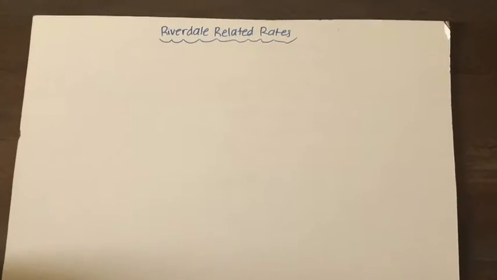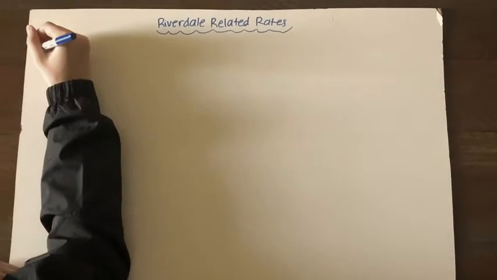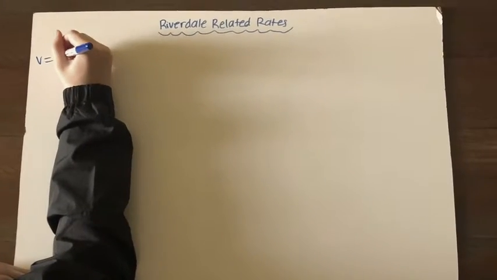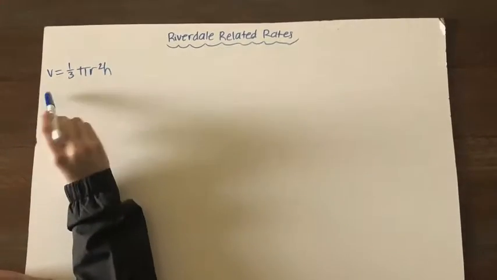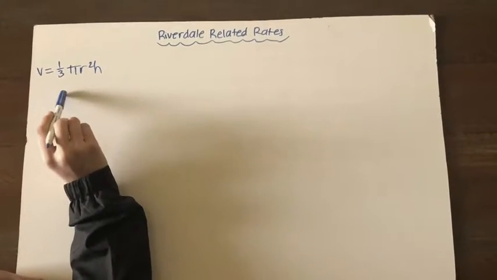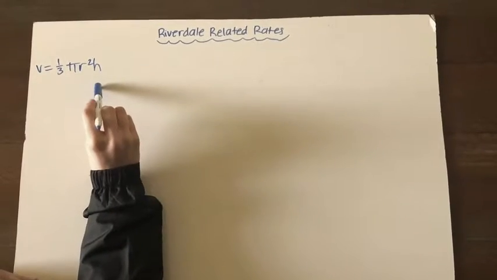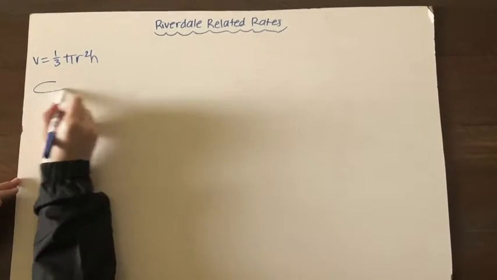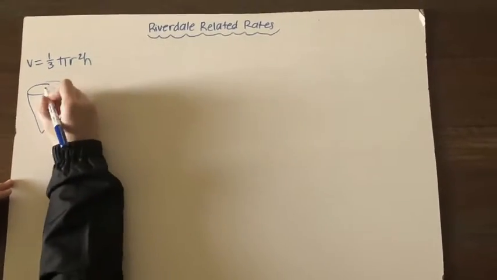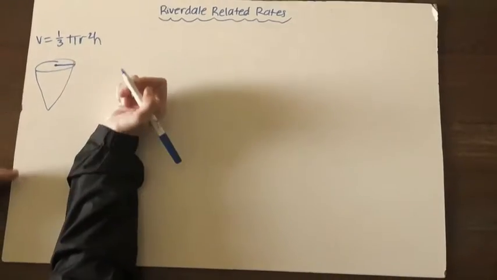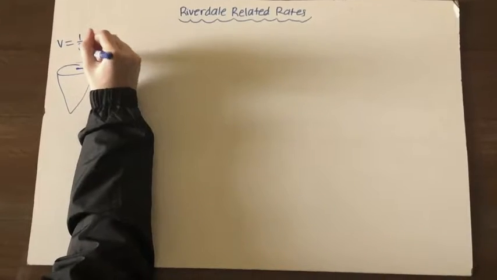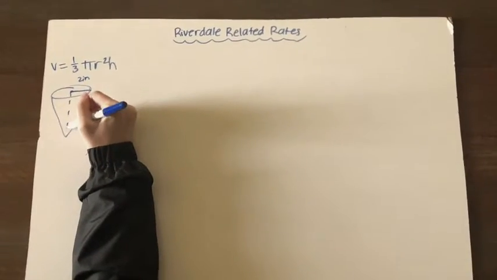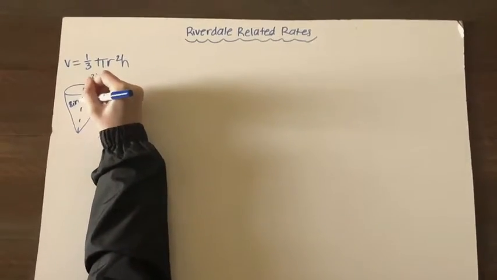So first we're going to write what we know. We know the volume of a cone is V equals 1/3 pi r squared h. So volume equals 1/3 pi, the radius squared, times the height. So we know the radius of the conical milkshake glass, which is 2 inches. We know the height is equal to 8 inches.